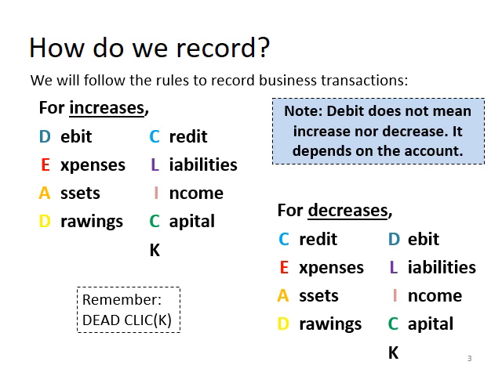And please remember DEAD CLIC, where the first letter of debit, expenses, assets, and drawings will form DEAD, and the first letter of credit, liabilities, income, and capital, of course with a C, will form CLIC, which helps you to remember that for increases in expenses, assets, drawings, we will debit the account, and for increases in liabilities, income, and capital, we will credit the account.